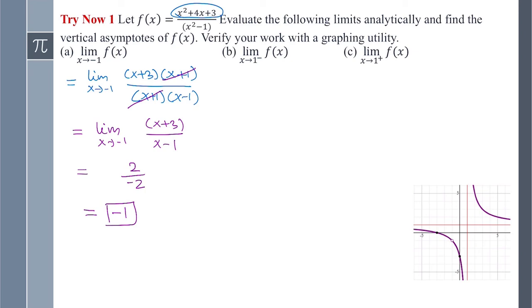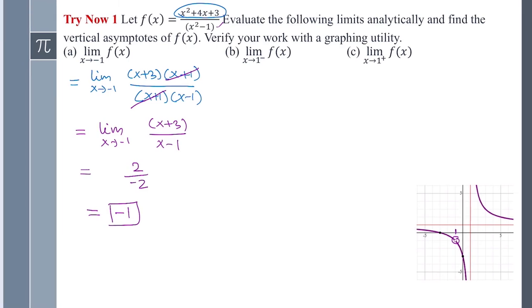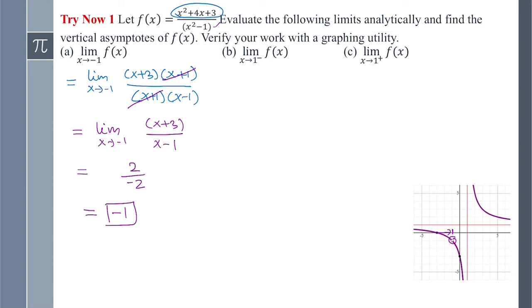Now, -1 is not in the domain of this function, but we got a limit. If we look at the graph here, we see a hole at x equals -1. So x equals -1 is not in the domain of the function, but still the limit exists, because when we approach -1 from both left and right, the function approaches a value of -1. We don't have a vertical asymptote here because the limit is not infinite.